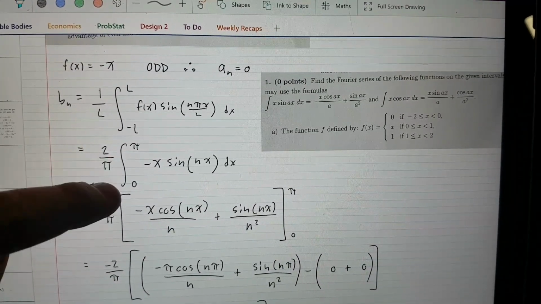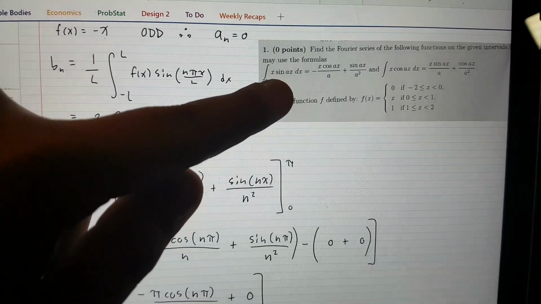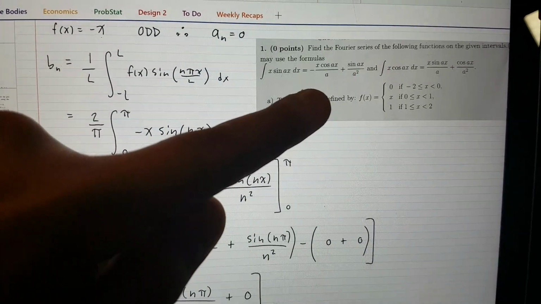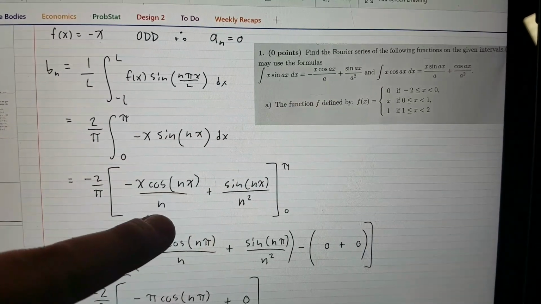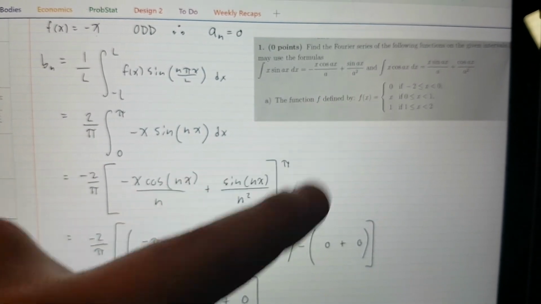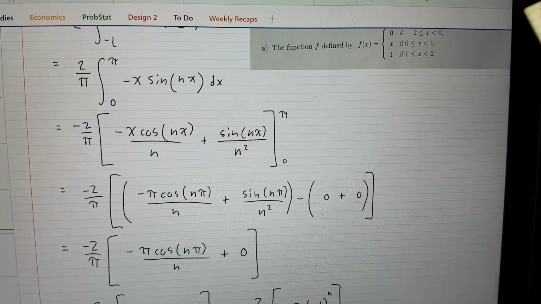So that's why I got a 2 up here now. So it's just this. So we can use this one here. So I should get minus x cosine of nx over n, right? And then sine of nx over n squared. And so we're going to evaluate that from 0 to pi.